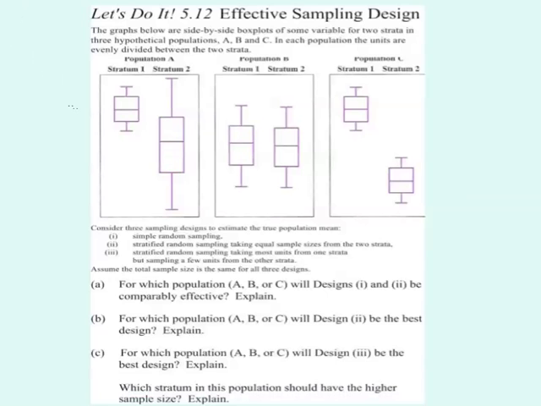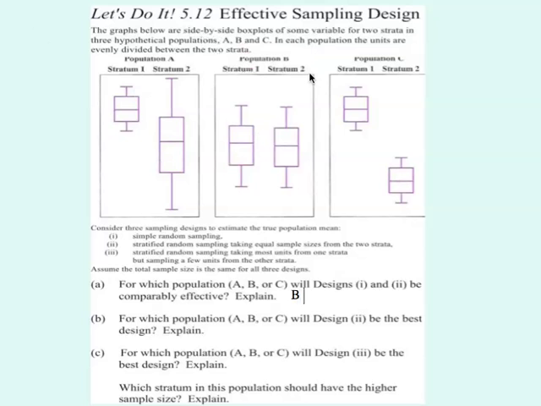Well, the thing to notice here is that in population B, the side-by-side comparative box plots show us that there is very little, if any, difference between the two strata. In other words, stratum 1 and stratum 2 really are basically the same. So for this one, the answer is going to be B. And the reason is because there's really no difference between those two strata. All right, let's go ahead and get rid of our circling here.